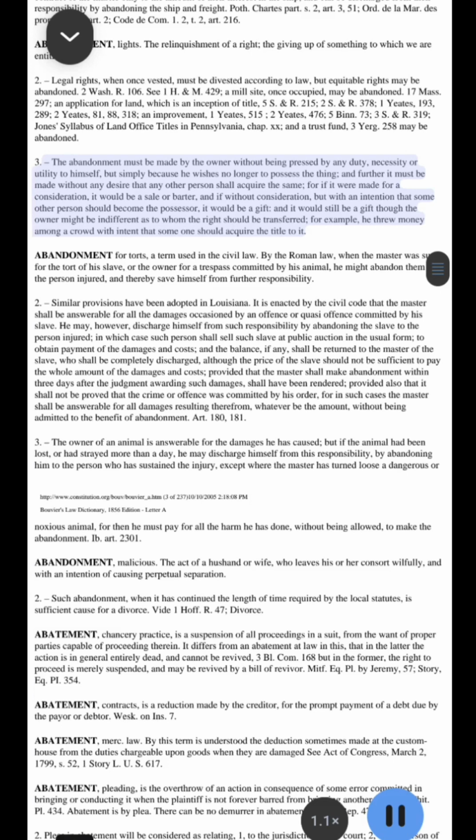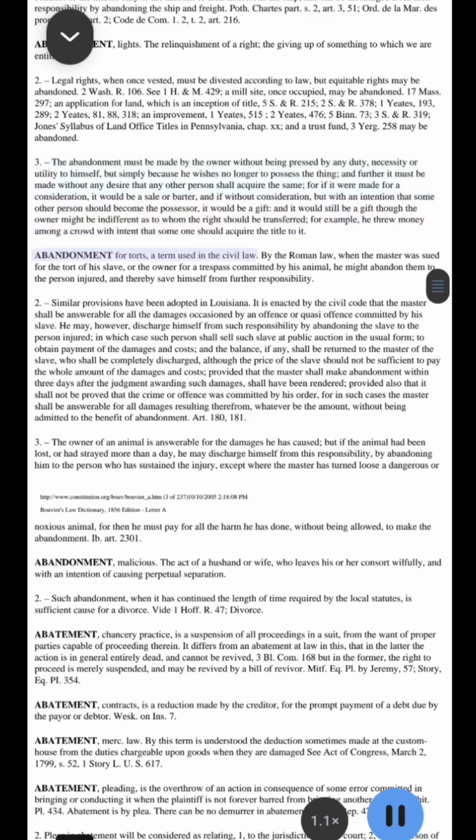3. The abandonment must be made by the owner without being pressed by any duty, necessity or utility to himself, but simply because he wishes no longer to possess the thing, and further it must be made without any desire that any other person shall acquire the same, for if it were made for a consideration, it would be a sale or barter, and if without consideration but with an intention that some other person should become the possessor, it would be a gift, and it would still be a gift though the owner might be indifferent as to whom the right should be transferred. For example, if he threw money among a crowd with intent that someone should acquire the title to it.